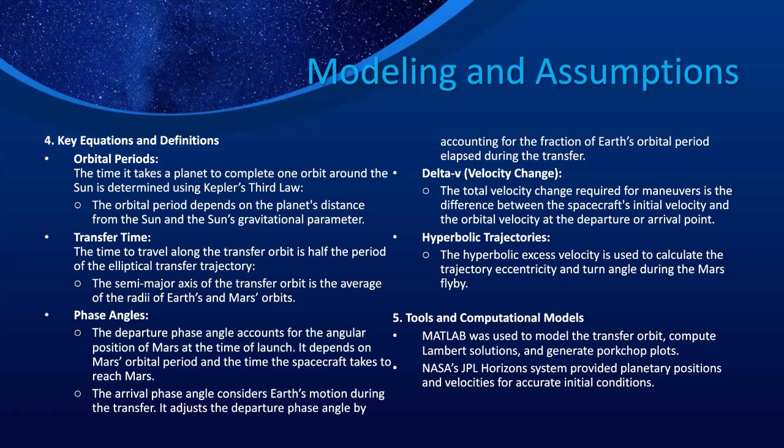The delta V, the velocity changes between each of the maneuvers, including the flyby with Mars and the hyperbolic trajectory used along the way. Some of the tools to be able to calculate those were MATLAB, and NASA's JPL Horizons system to give us the planetary positions.